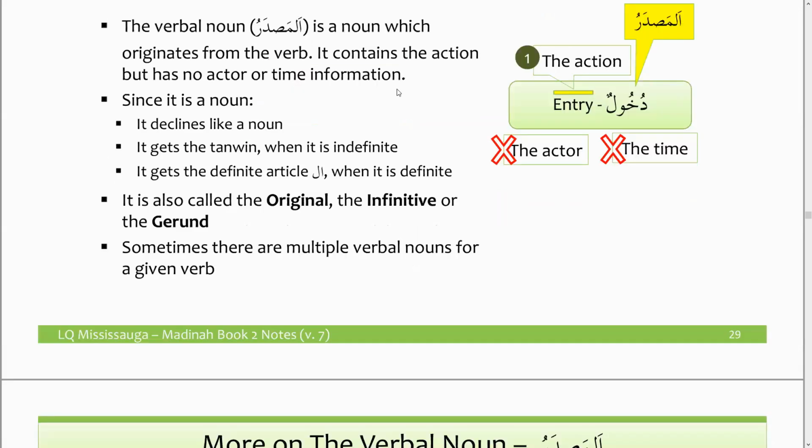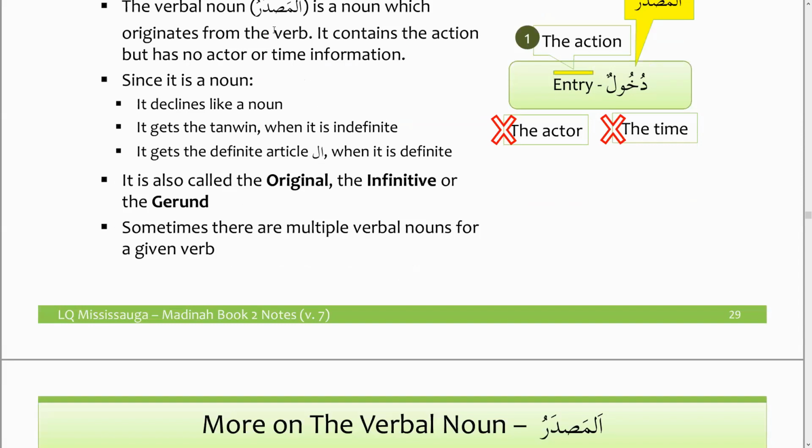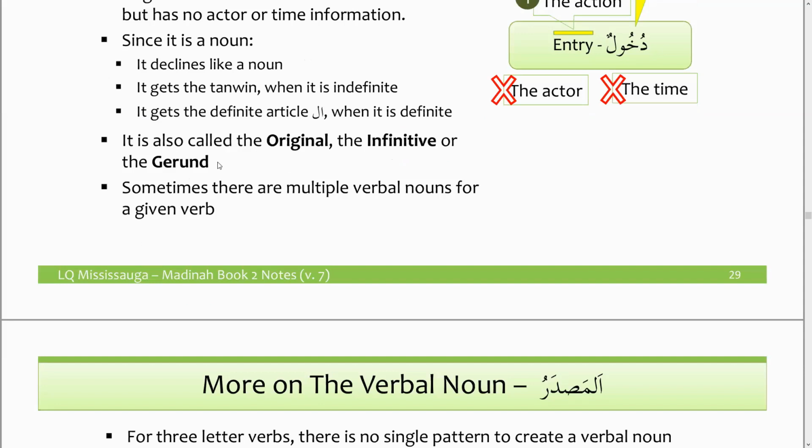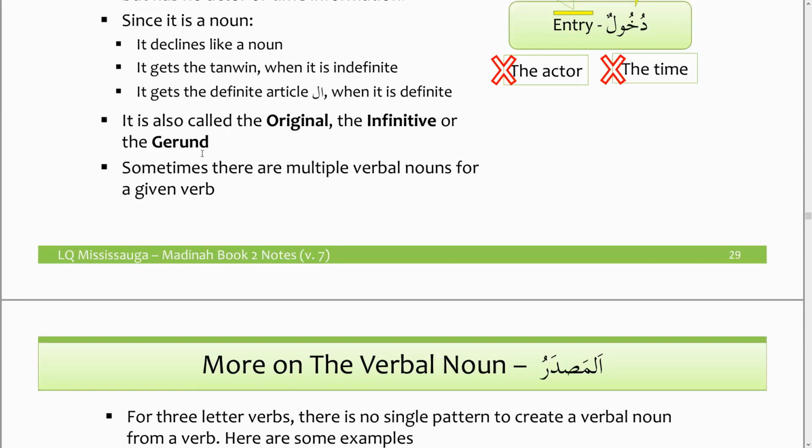Since it is a noun, it declines like a noun, like dukhulun, dukhulan, dukhulin. All the Arabs are the same. It gets the tanween when it is indefinite, and it gets the alif lam: ad-dukhulu, ad-dukhula, ad-dukhuli, and so on. It is also called in English the original infinitive or the gerund, right?